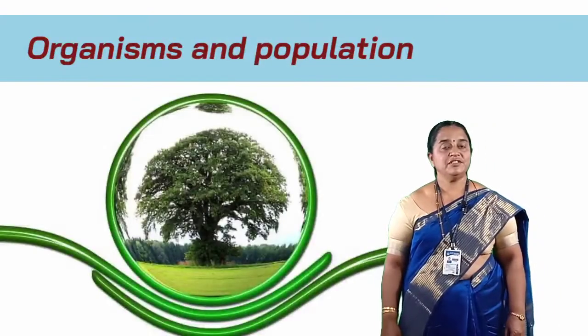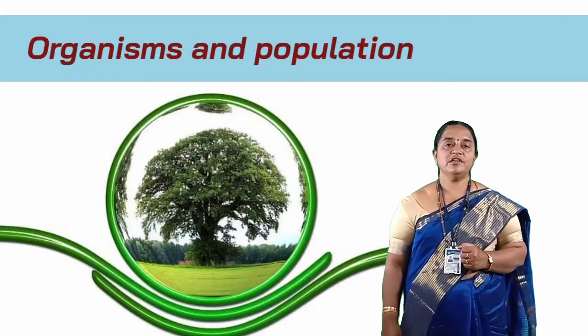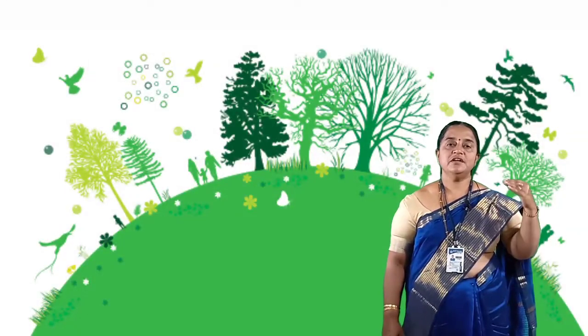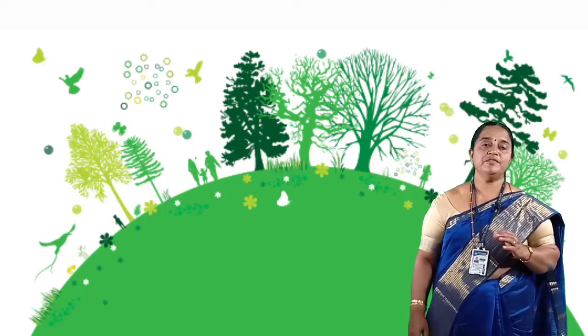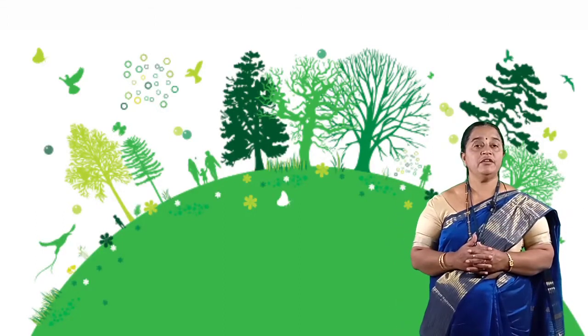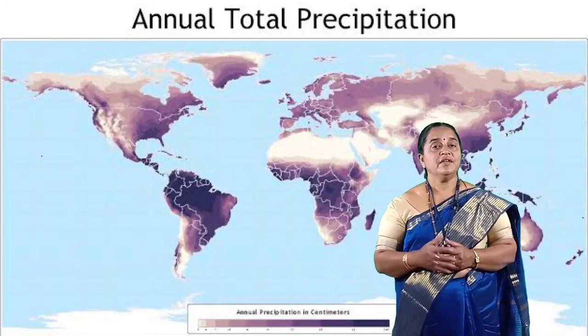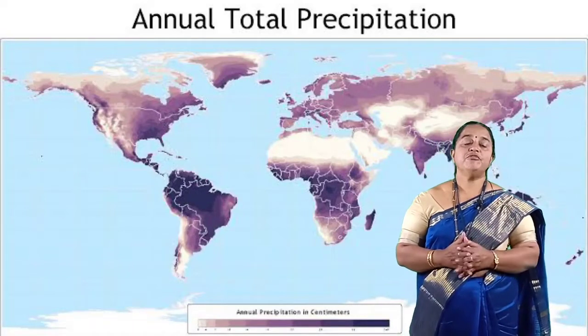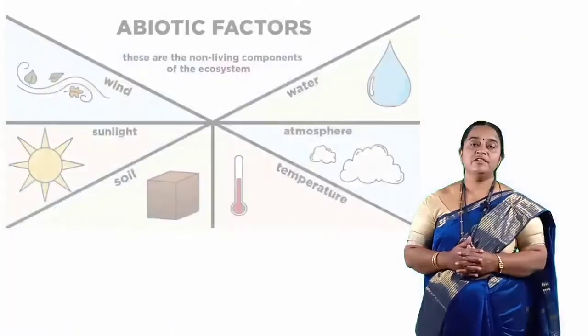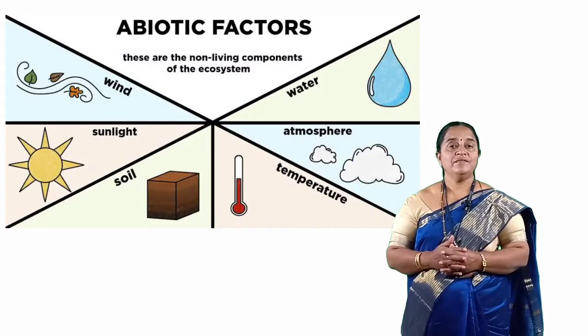Hi children, we are in the unit Ecology. In that we are learning the first topic, organisms and population. We have covered 4 levels of organization: organism, population, community and the biome. Then we have enlisted 6 types of biomes which are categorized according to the rainfall, that is annual precipitation, and the range of temperature. Then we have studied the major 4 abiotic factors like water, sunlight, soil and temperature.